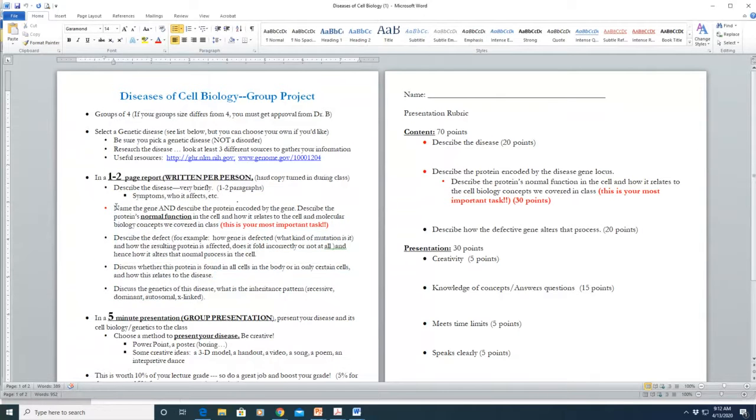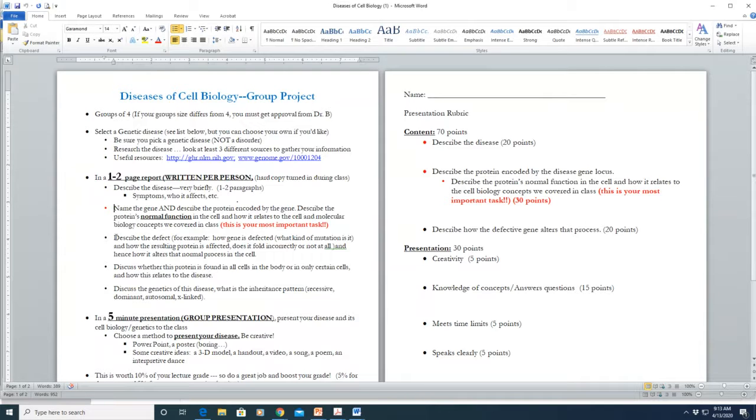Then you have to name the gene and the protein that's encoded by the gene that's involved in this disease. First, tell me the normal function. So if it's an ion transporter, tell me what that does, right? How that affects the cell. If it's a transport protein, right? If it's an extracellular matrix protein, tell me what that protein's normal function does.